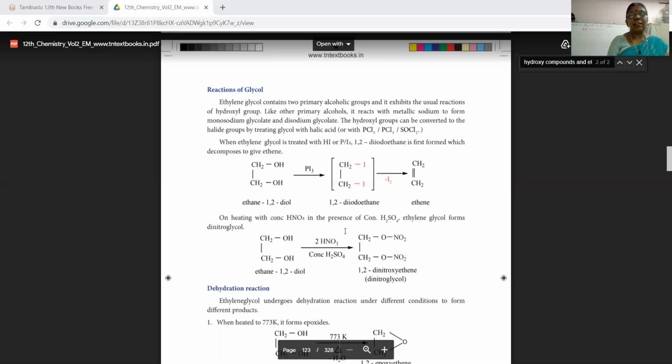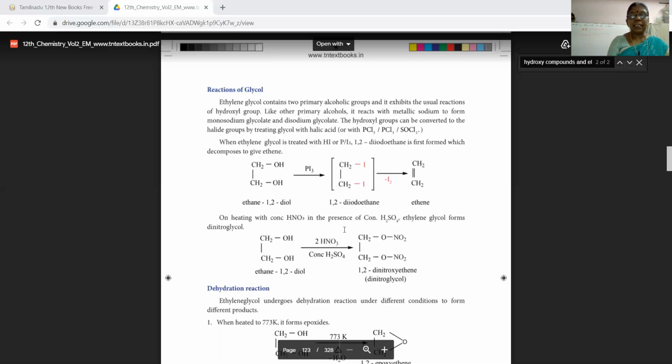When ethylene glycol is treated with HI, that is hydroiodic acid, or phosphorus in the presence of iodine, you will get 1,2-diiodoethane, and then it decomposes to give ethene, which has the double bond. That is CH2OH, CH2OH. In the presence of phosphorus and iodine, you will get CH2I, CH2I, and further it decomposes to give CH2=CH2, which is ethene.